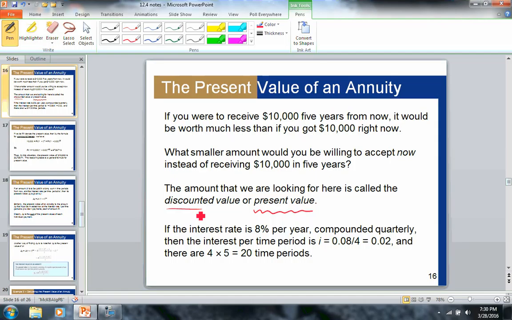Okay, so let's just say that our interest rate is 8% in this situation, and it's compounded quarterly, so that's 4 times a year. Okay, so then the interest per time period would be that 0.08 divided by 4, so that'd be 0.02. And then there are 20 time periods because it's 5 years from now and it's compounded quarterly. So 5 times 4 is 20.